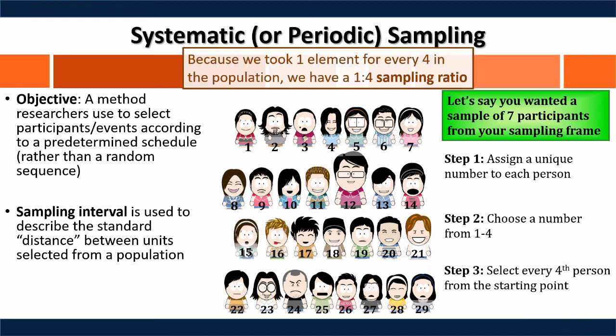So going back to our primary example, if we randomly selected the number 3 from the range of 1 through 4, we would select participant 3 and then every 4th person from there. By the time you get to the final participant, number 29, you should have selected 7 people at random.